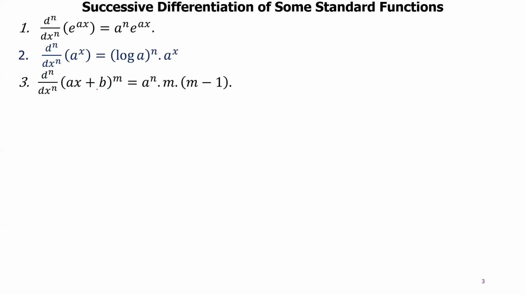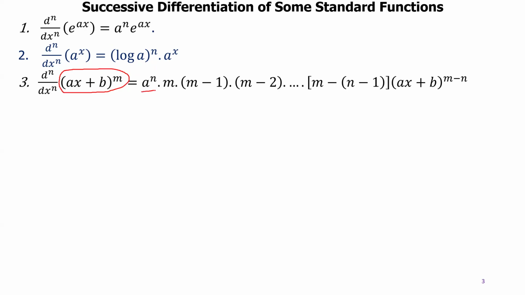Third formula, for (ax+b)^m, its nth derivative is given by aⁿ m(m−1)(m−2)...(m−n+1) into (ax+b)^(m−n). Here we are considering that m is greater than n.